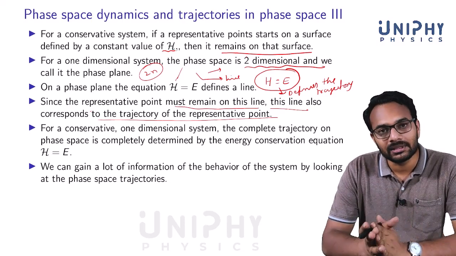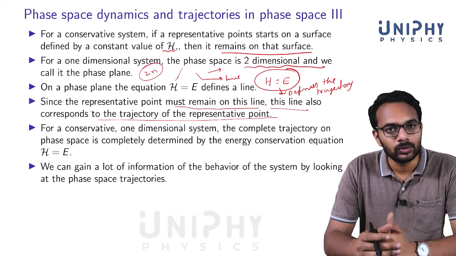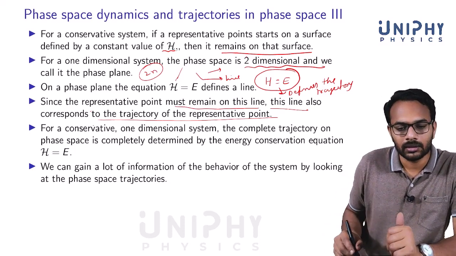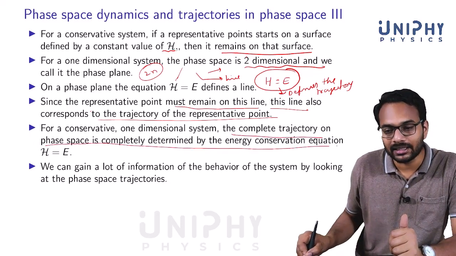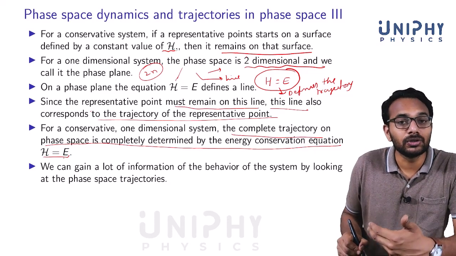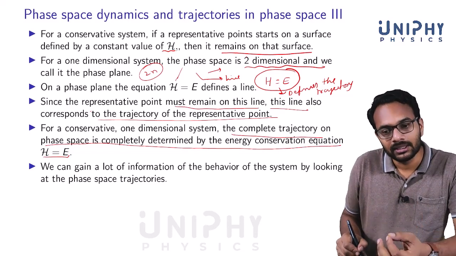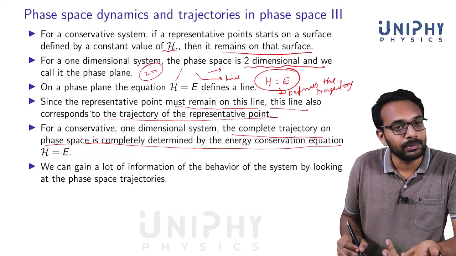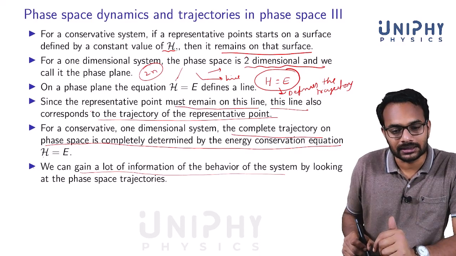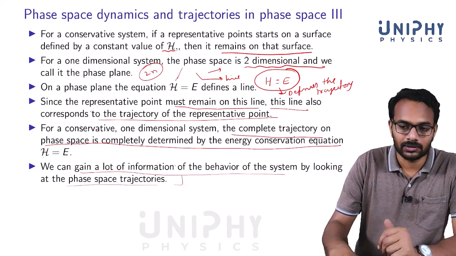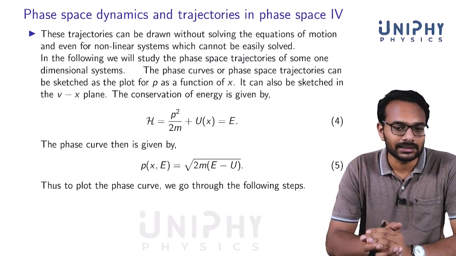So if it's a one-dimensional system, we can get the trajectory just by finding the line corresponding to h equal to E for a conservative system. For a conservative one-dimensional system, the complete trajectory in phase space is completely determined by the energy conservation equation. This is not true for higher dimensions, because there we'll need more conditions to pinpoint the trajectory. Now we can gain a lot of information about the behavior of the system by looking at phase space trajectories. That is why they are quite important.